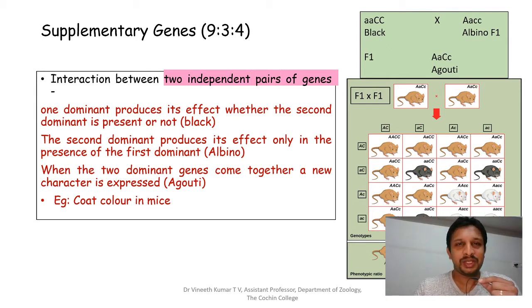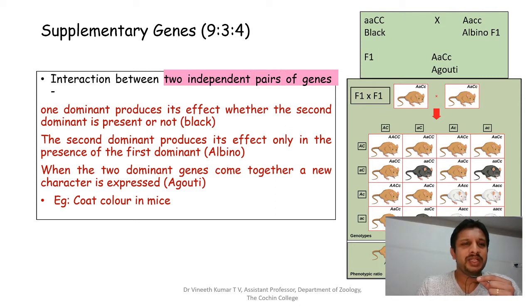And in this session, we are going to discuss another type, or the second type, of non-allelic interaction, and that is supplementary genes. So supplementary genes is also the interaction between two independent pairs of genes, and they interact in a different pattern than that of the previously discussed complementary genes.